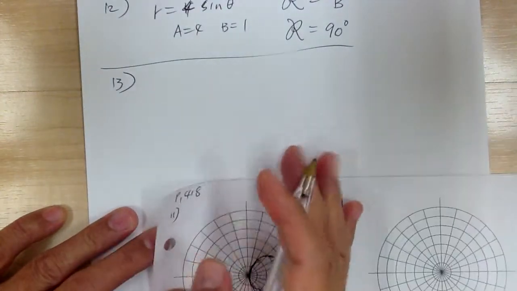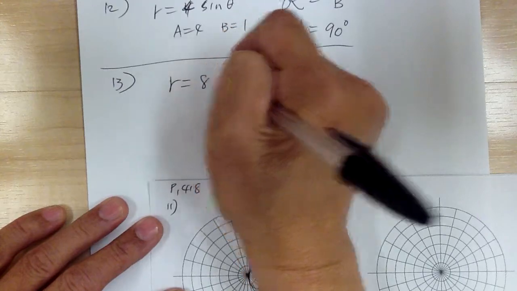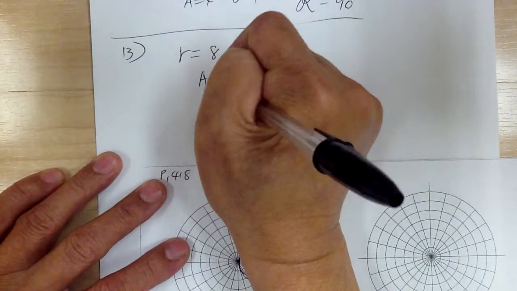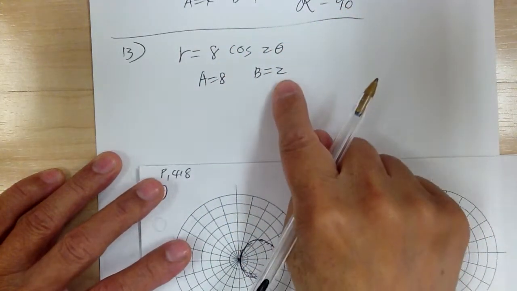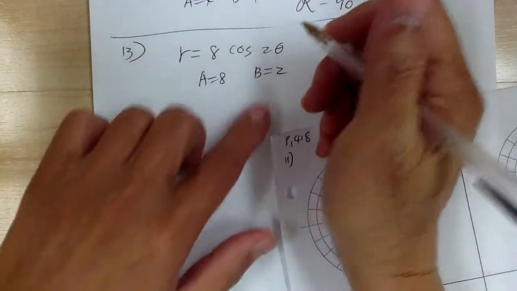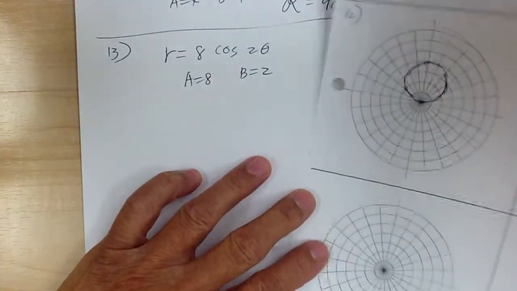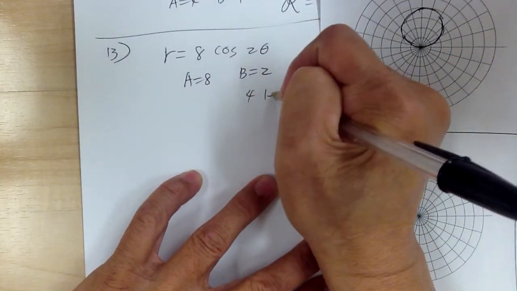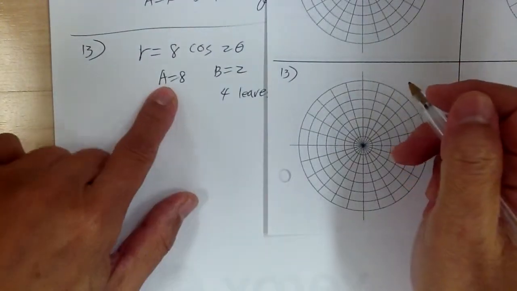Okay, number 13. You're going to have r equal to 8 cosine of 2 theta. So in this case, A equal to 8 and B equal to 2. Now when B is even, remember, you double the number of petals. That means there are going to be 4 petals or 4 leaves, and they always spread out evenly. And the length would be 8.